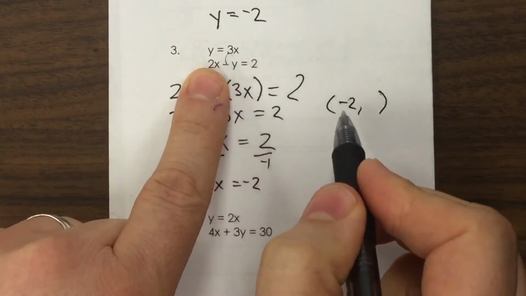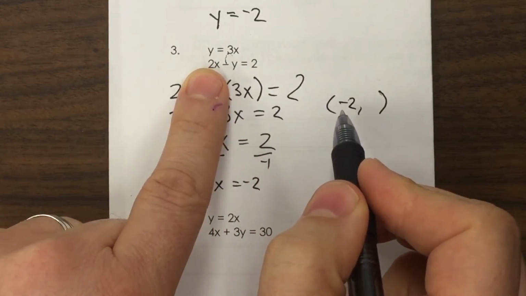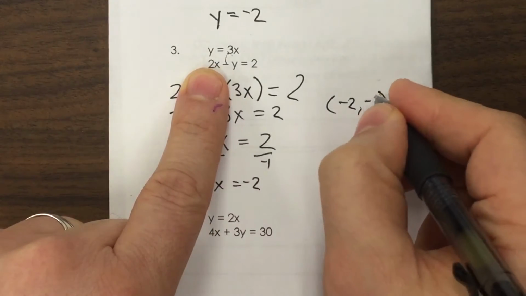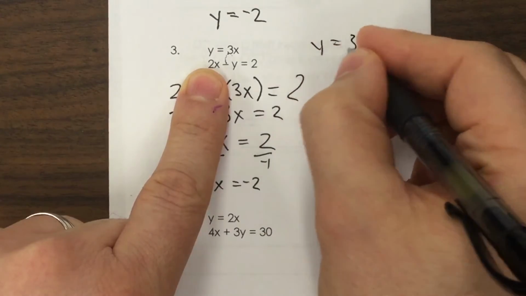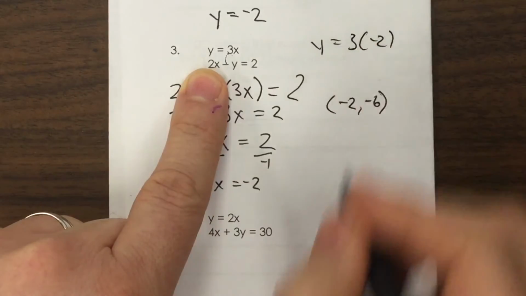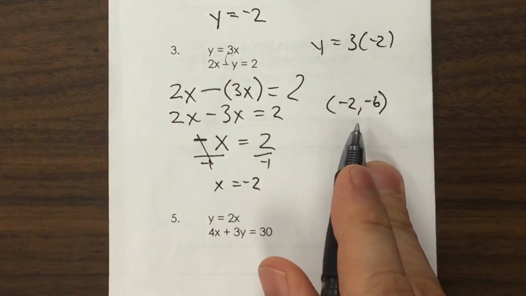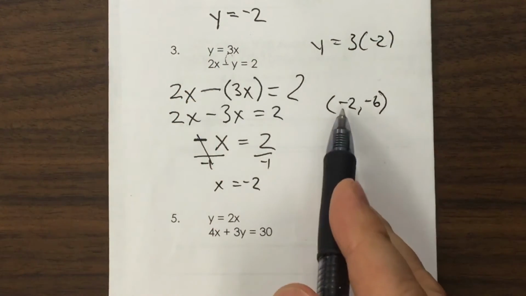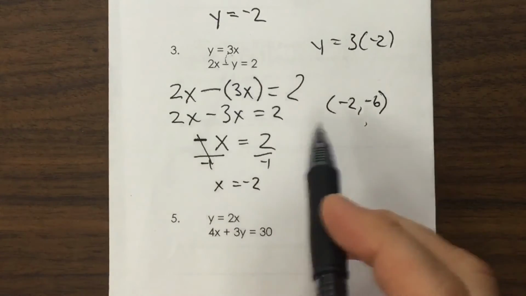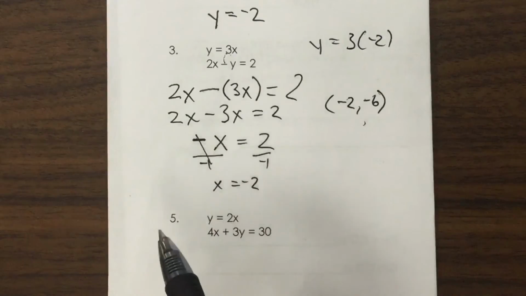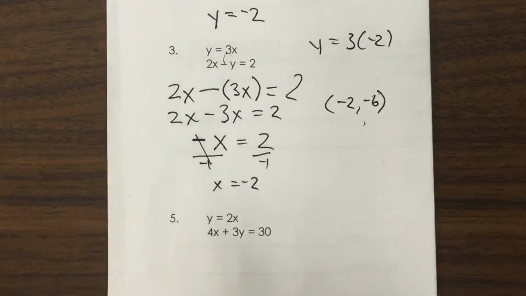3 times negative 2 is going to be negative 6. Okay? So I have y equals 3 times negative 2. And I get negative 6, and there's that one. And you could check that the same way. You could plug in negative 2 here, plug in negative 6 here, and do it on both equations, make sure they work. Or you can linear solve if you know how to linear solve.